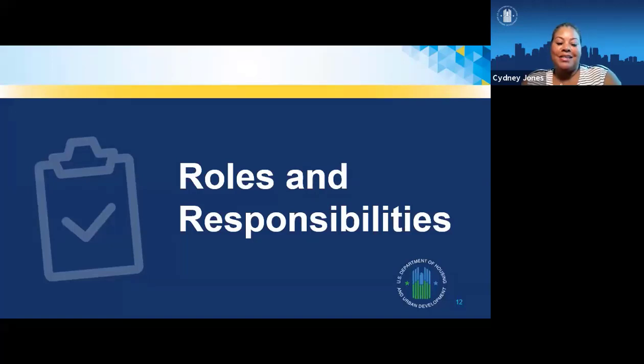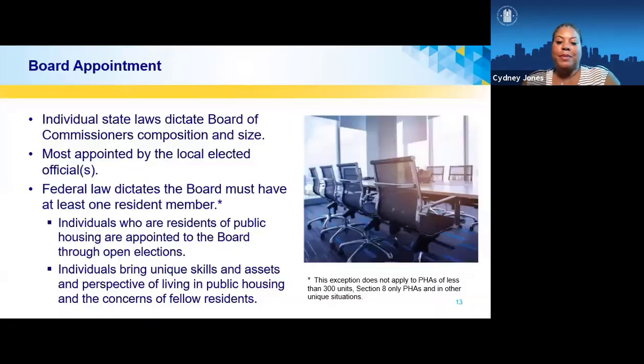Thank you, Margaret. And Rose, we can go to the next slide and talk a little bit about board appointments. Most of you have been appointed by your local elected official. Keep in mind that individual state laws dictate the Board of Commissioners' composition and size. North Carolina, for example, has its state laws in Chapter 157 of the General Statutes. North Carolina dictates that the board must be at least 5 members, but no more than 11, and are appointed by the mayor.